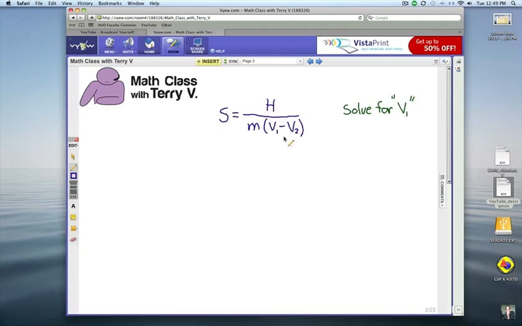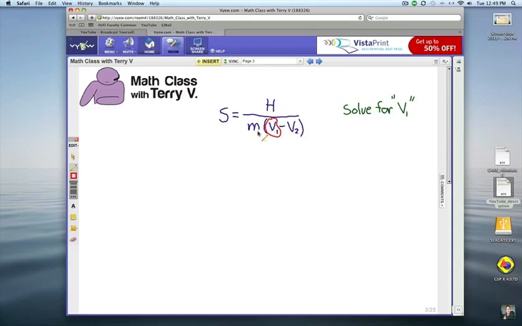See if you can do this. S equals H over M times V1 minus V2. We want to solve for V1. Let's analyze what's going on. Here's V1, and it's inside these parentheses here. Should we multiply this out with the distributive property first? Well, actually, in this case, no.